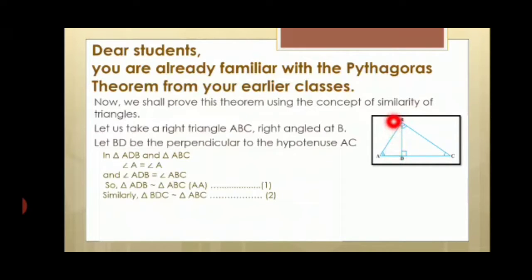Exactly the same way I can say triangle BDC will be similar to which triangle? Again, see here, angle C is common, and this angle BDC will be equal to angle ABC because they are both 90 degrees. So I can say that triangle BDC will be similar to triangle ABC, right? So from 1 and 2 I can say both the triangles are similar to the same triangle. So I can say that triangle ADB is also similar to triangle BDC.